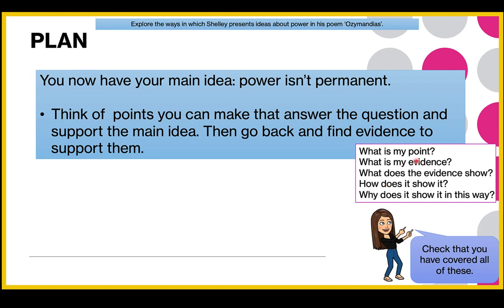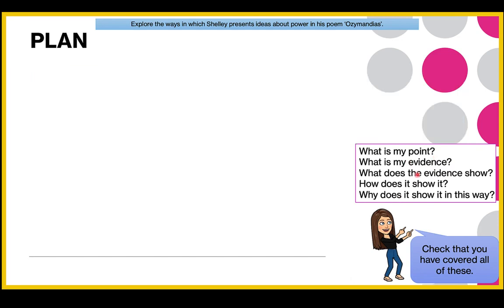So now you've got your thesis statement. You're thinking, right, what's the point that I'm going to make? Have a few different points in your essay. What's my evidence then going to be to back up those points? What does the evidence show? Hopefully you've already got your annotation, so you're helping yourself out there, saving a bit of time. How does it show it? And why has it been shown in this way? So do just check that you've covered all these either in the planning stage or when you're writing up your essay.